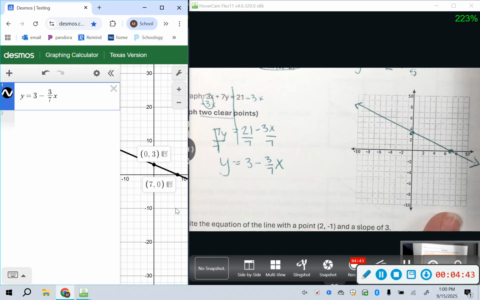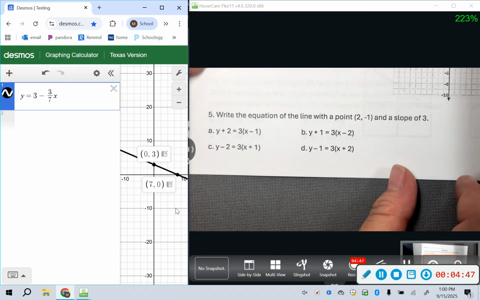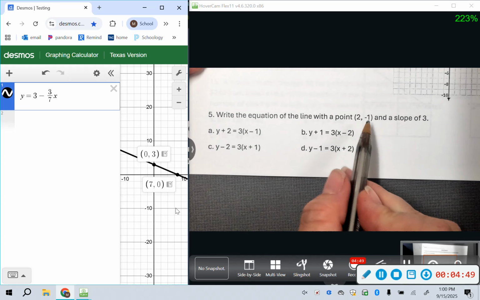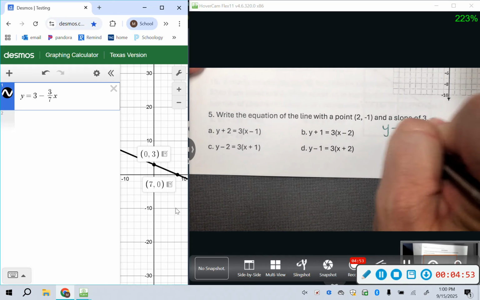Okay. All right, let's look at number 5. Number 5 says write the equation of a line with a point and the slope. So we're using point slope form. Y minus y1.